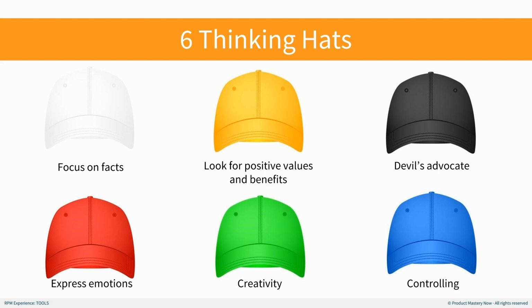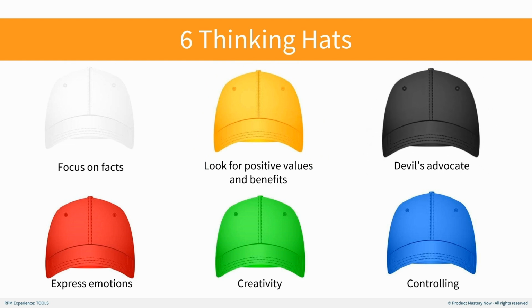This could be done if you have 6 people or more in a group, with each one taking that perspective. But groups tend to find it works better and they enjoy it more if everyone takes on the same hat at the same time and talks through the 6 different perspectives together. So first up, we have the white hat, which focuses on facts. So we look at everything through a factual lens. The yellow hat, which is looking at the positive values and the benefits that might apply.